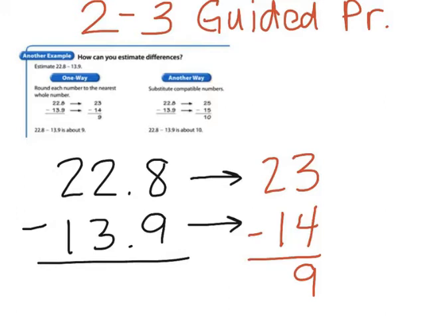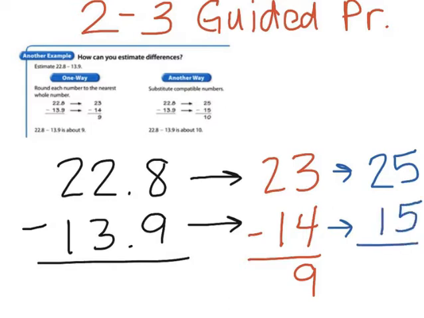Now you want to make sure you keep that estimation in mind when you're doing the compatible numbers, because when you're rounding them for compatible numbers, you want to get to the closest number that's easy to round to. So 23, is that closer to 20 or to 25? Well, it's closer to 25. Is 14 closer to 10 or 15? It's definitely closer to 15.